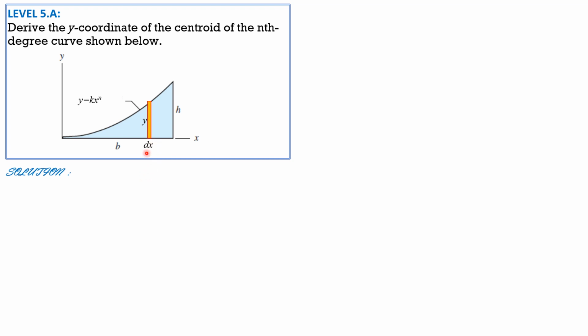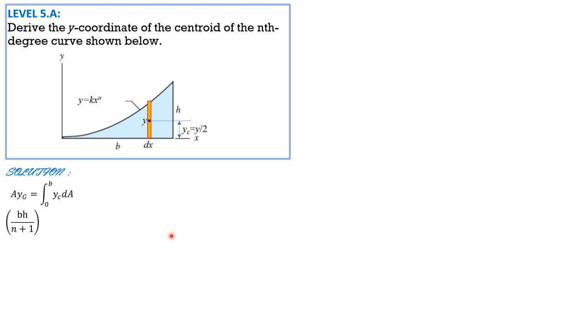So the thickness is dx, this is x. The x, therefore, is the variable of integration. The location of the centroid is at half of the rectangle. So y sub c is 1/2 of y. First, for the area. The area, by the way, is bh over n plus 1. So area times y bar equals integral 0 to b of y sub c dA. There's no need to compute the area because I already derived that.